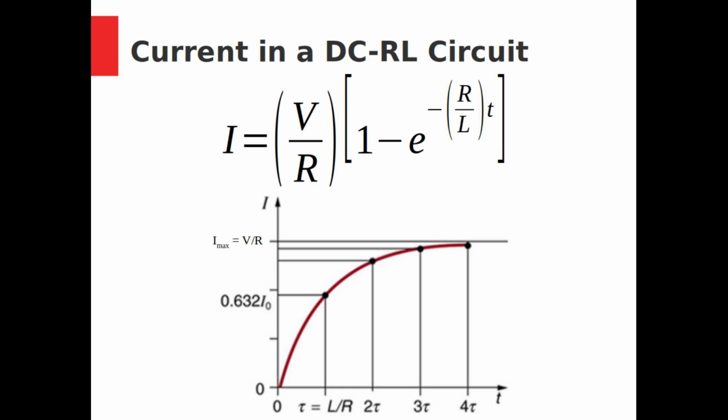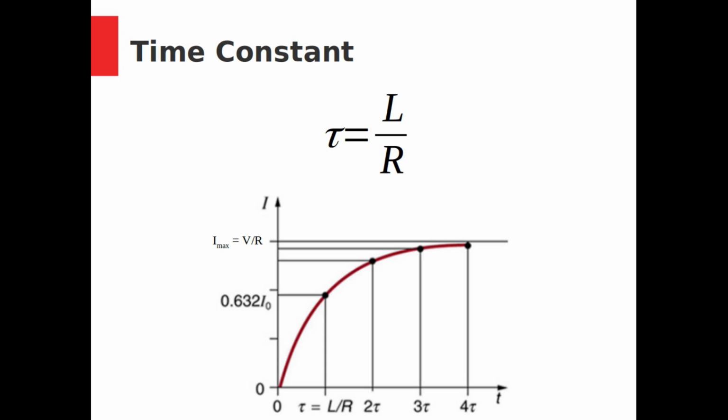This seemingly random value is actually a very logical choice because 63.2% is 1 minus e to the power of -1, so it's closely tied to this equation. The time that's required for the circuit to reach 63.2% of V over R is called the time constant, and it is symbolized with the Greek letter tau. It so happens that tau equals L over R, inductance over resistance. That quotient tells you how long it takes to reach 63.2% of V over R.